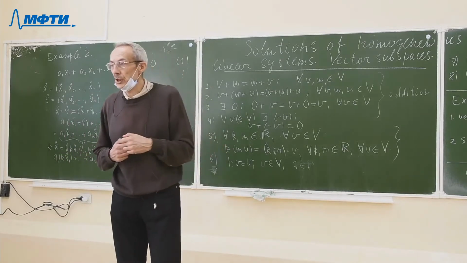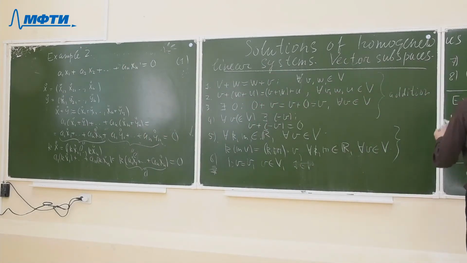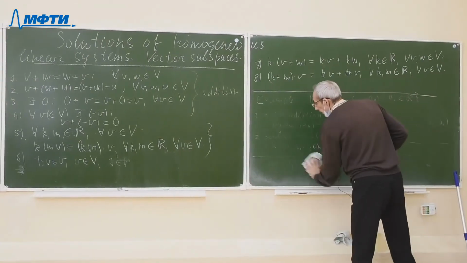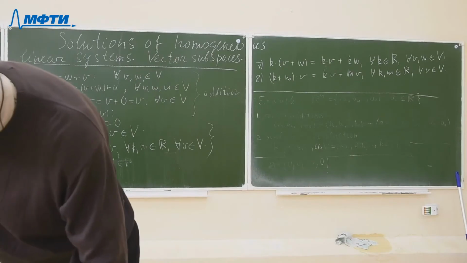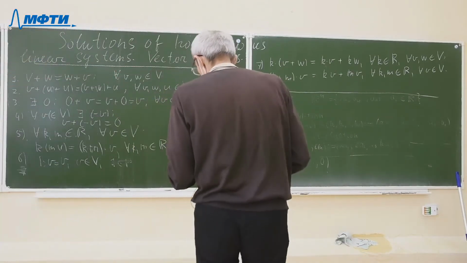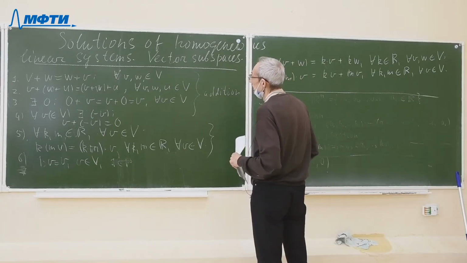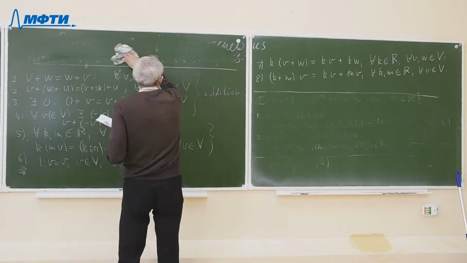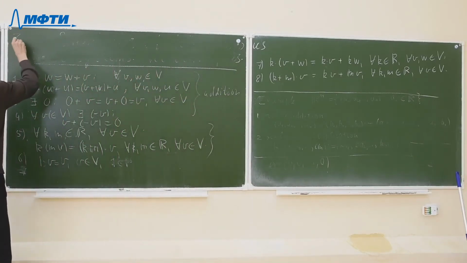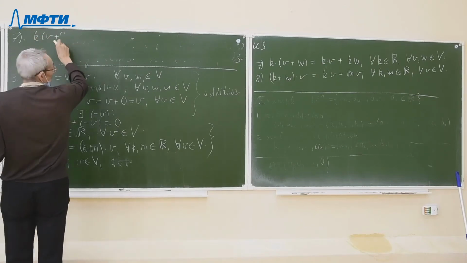And we have the general proposition. The general proposition has some general definition. General definition: vector subspace. Definition. I rewrite this axiom on this blackboard.